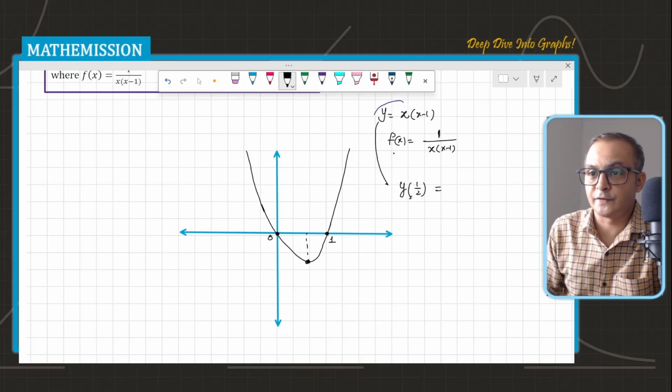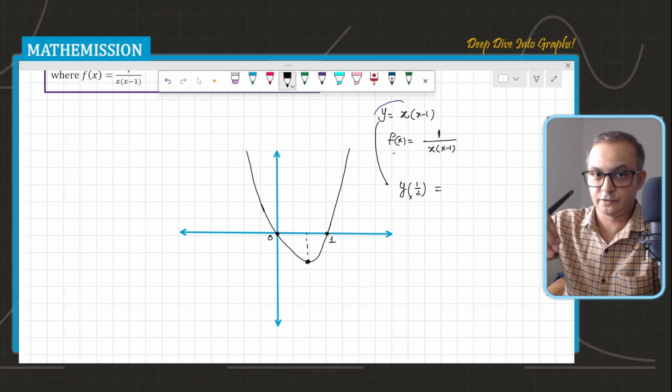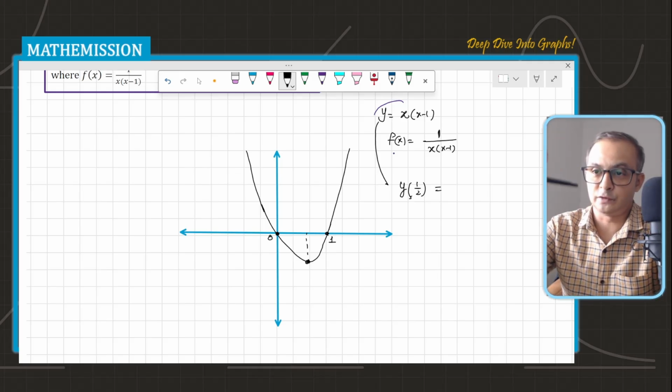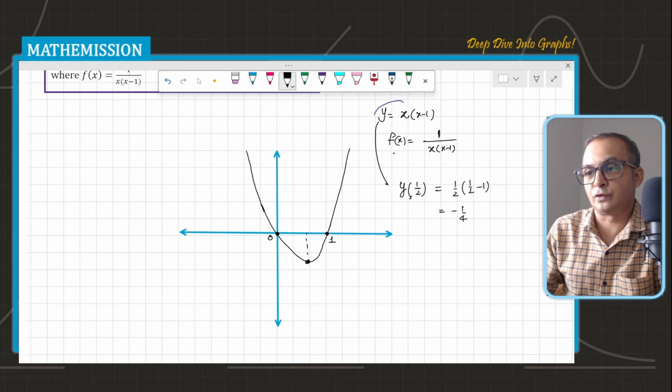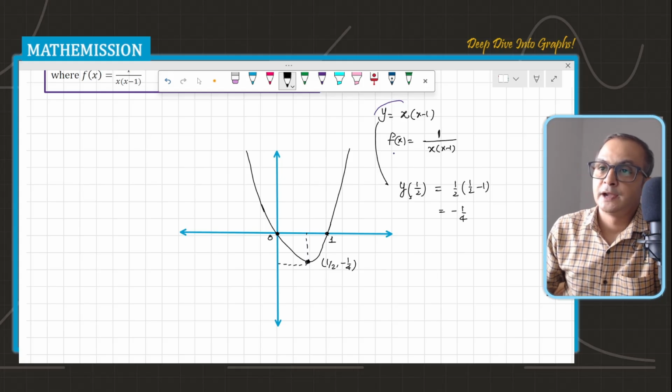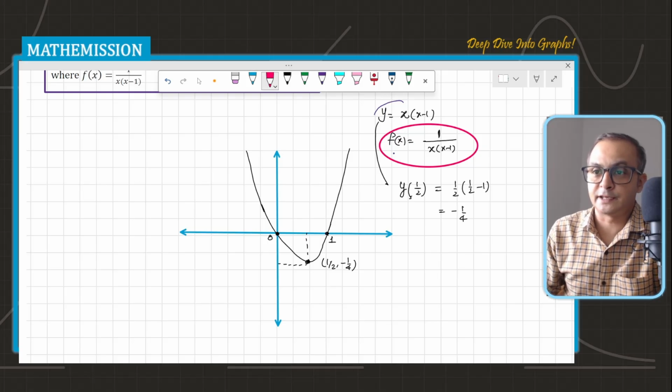Y at half, because half is the midpoint of 0 and 1, so the depth or the height of any parabola, the vertex, can be decided at minus b by 2a. So half will give you the value of the depth. At x equals to half, it's half times half minus 1, so that gives you minus 1 by 4. So this point is half comma minus 1 by 4. Now you notice, to draw the graph of its reciprocal here, I first need the asymptote because it is hitting the x-axis at 2 points, 0 and 1.